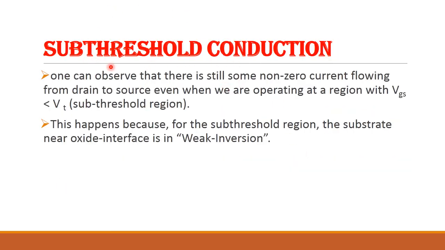Sub-threshold conduction. From the name itself, you can understand sub-threshold conduction. For each and every transistor, there is a threshold voltage. Above the threshold voltage only, there will be conduction. But for some transistors, there will be conduction below the threshold voltage. This is due to the leakage effect. So this is called sub-threshold conduction. This happens because in the subthreshold region, the substrate near the oxide interface is in weak inversion.